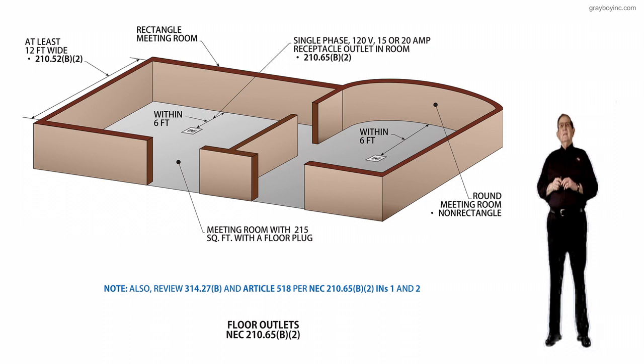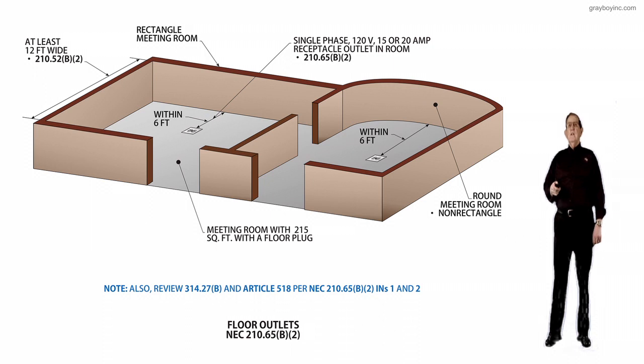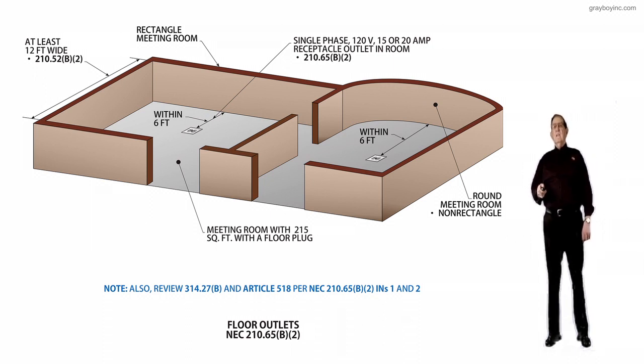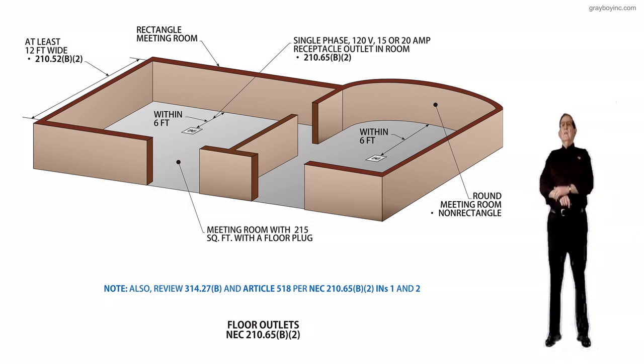So let's take a look at the first requirement, which is at the right of the illustration, and it shows the round part of the illustration, and it says round, meeting room, non-rectangular. Then notice we could come in and have a receptacle that's out 6 foot there in this room, if we met, in some cases up to the inspector, the 215 square foot with a floor plug rule.